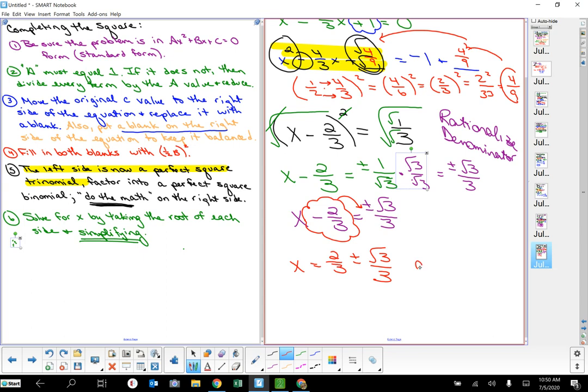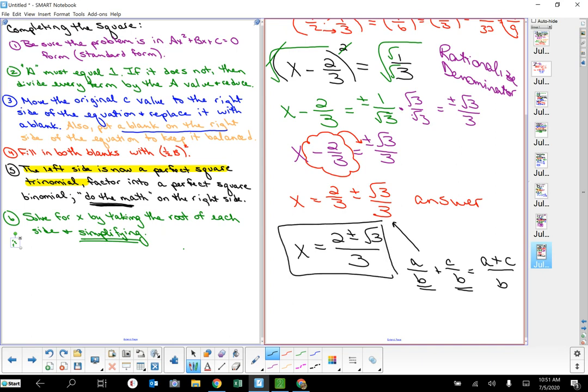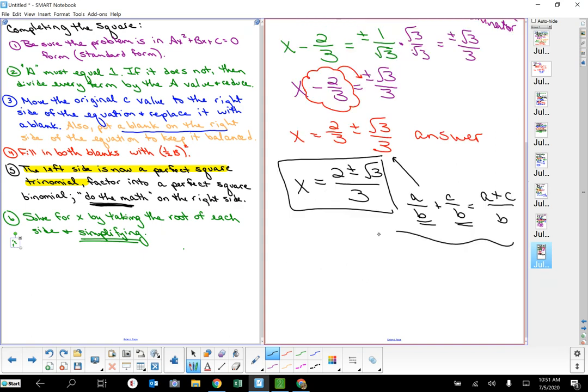And while this is an answer, let me show you what the more acceptable answer is mathematically. 2 plus or minus rad 3 all over 3. So I want you to remember, if you have a over b plus c over b, it equals one fraction, a plus c over b, right? As long as your denominators are the same, you just add your numerators and keep your denominator. I want you to do this and make it look like one fraction. Now, this is the answer to this problem, but here's where an issue might come in.